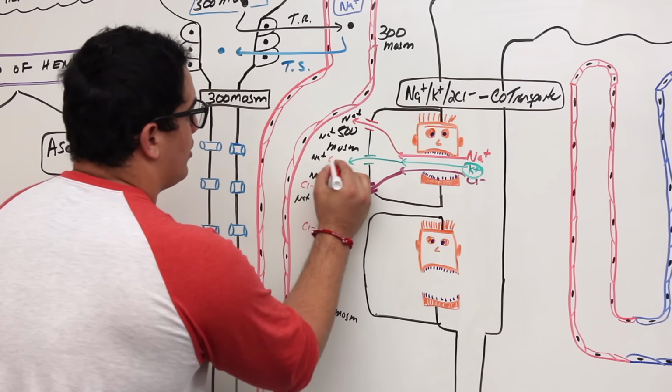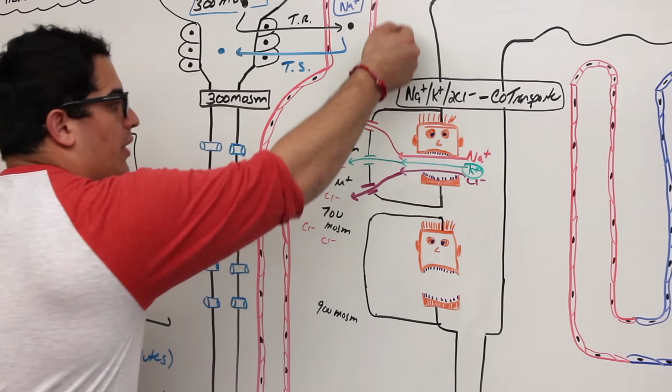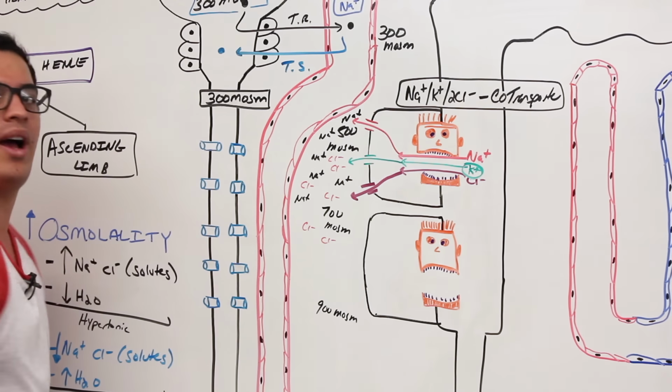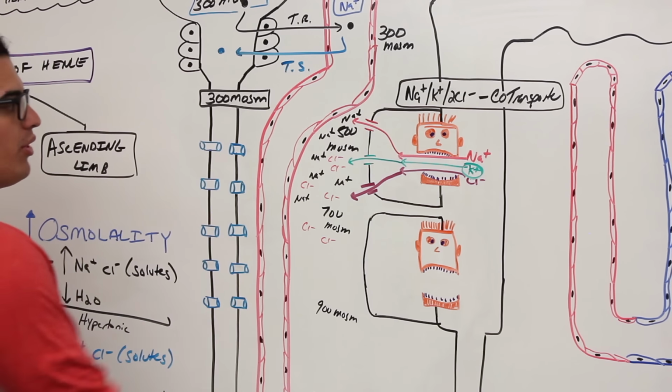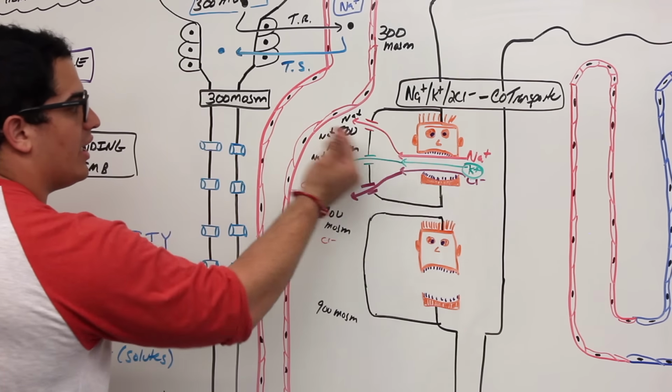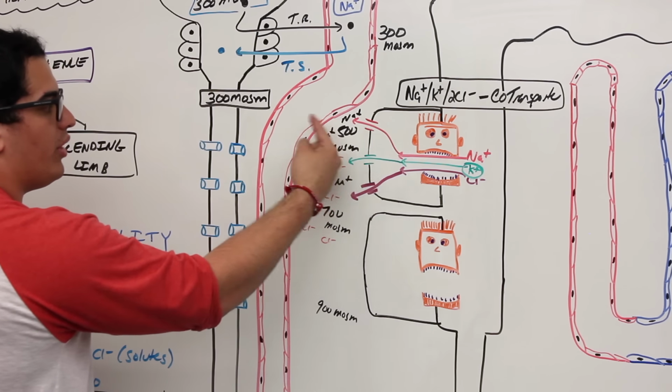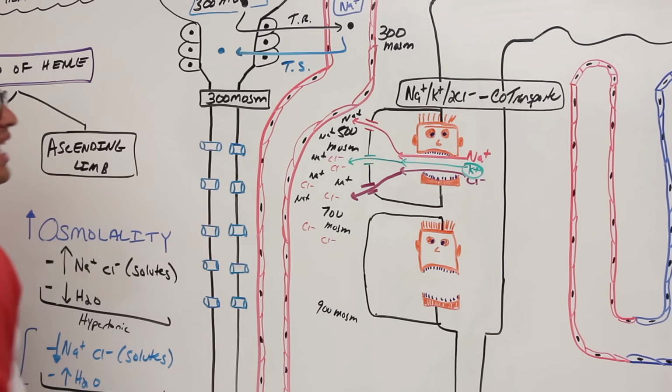So what is this? What did I just say? As we're going down, it's getting saltier. Why is it getting saltier? Because these sodium, potassium, 2-chloride cotransporters are actually pumping this, not actively, they're pumping this sodium, this chloride, and some of that potassium out here.